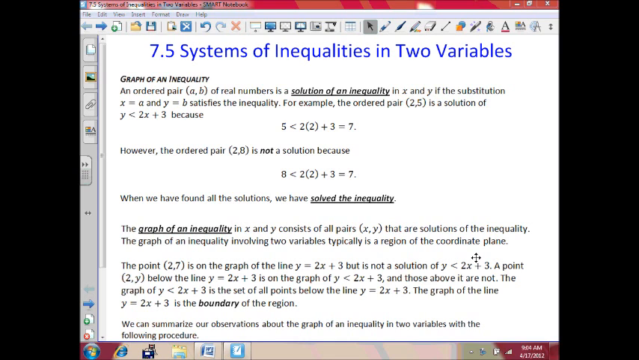For example, the ordered pair (2, 5) is a solution of y is less than 2x plus 3 because 5 is less than 7. However, the other ordered pair is not a solution because 8 is not less than 7. When we found all the solutions, we have solved the inequality. Now, the graph of an inequality in x and y consists of all pairs that are solutions of the inequality. The graph of an inequality involving two variables typically is a region of the coordinate plane.